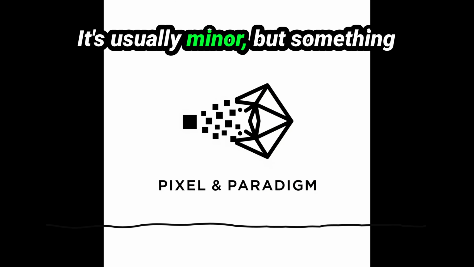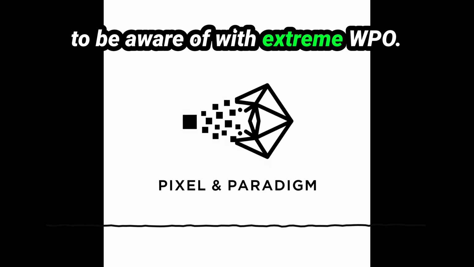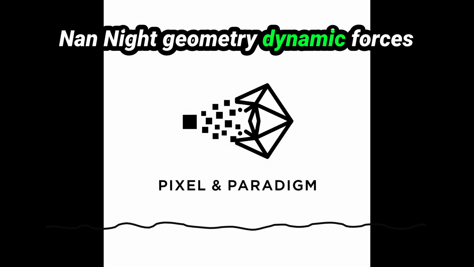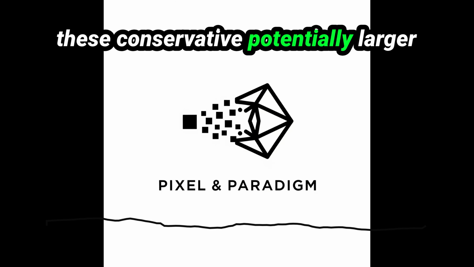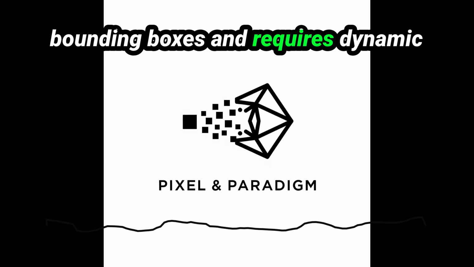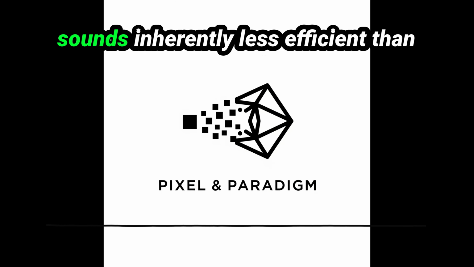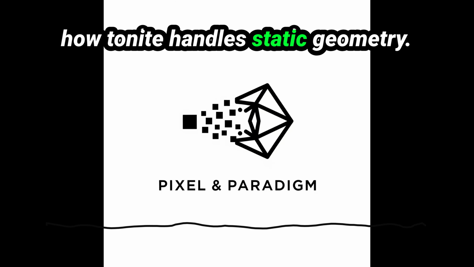It's usually minor, but something to be aware of with extreme WPO. Okay, so the bottom line is WPO makes Nanite geometry dynamic, forces these conservative, potentially larger bounding boxes, and requires dynamic GPU culling for those parts, which all sounds inherently less efficient than how Nanite handles static geometry.